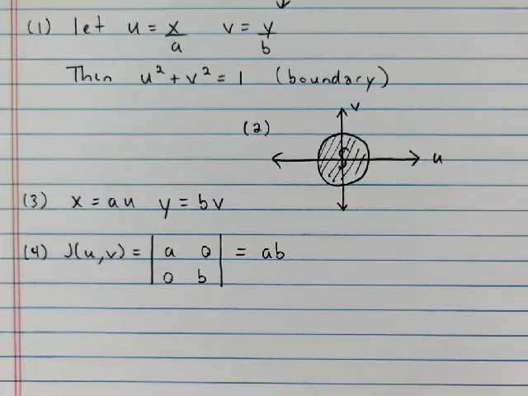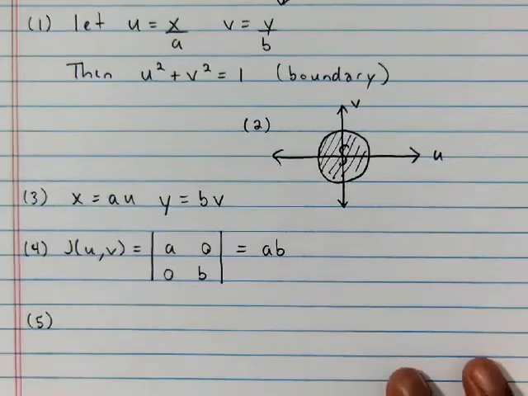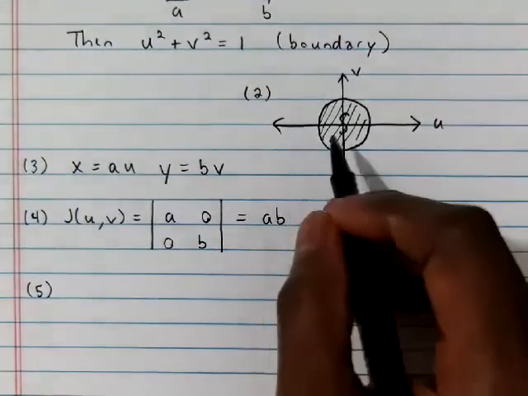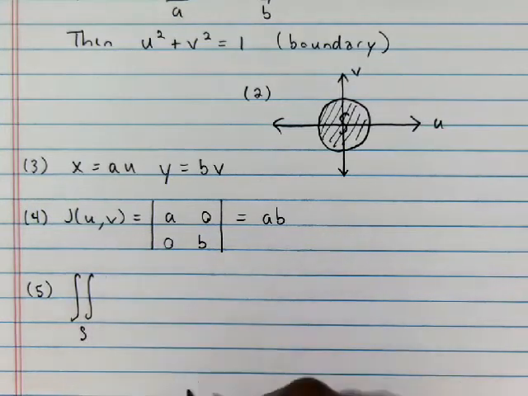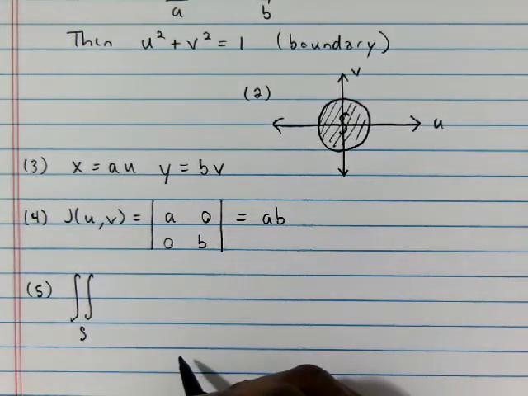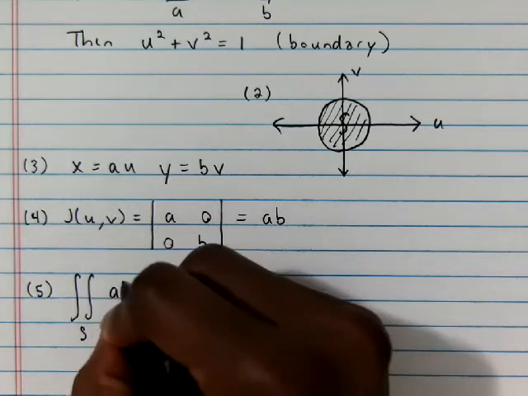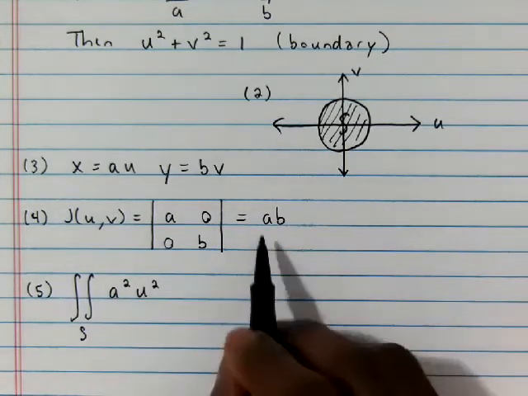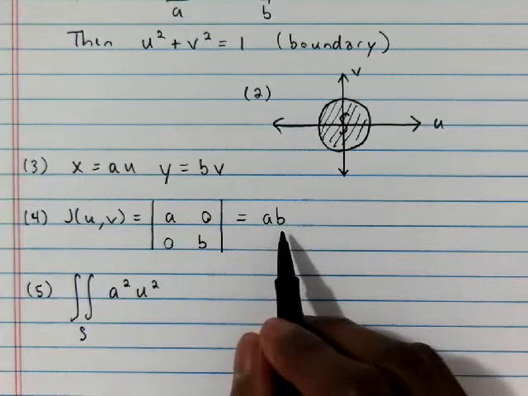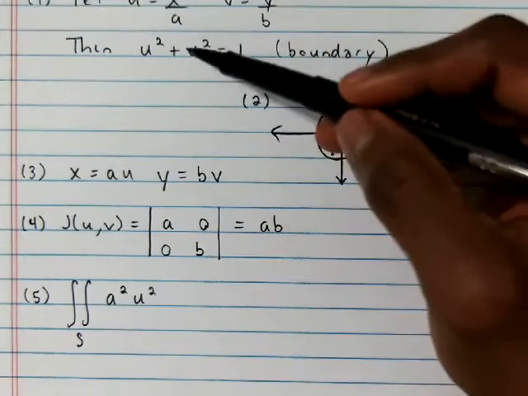All right, so now we want to set up our integral. We still don't have any bounds, but we know our region over which we're integrating is S. So we'll just write it as the double integral over S of our integrand. Our integrand was x squared, so x squared is just a squared times u squared, and then times the absolute value of our Jacobian. We can assume that we took a and b to be positive here.